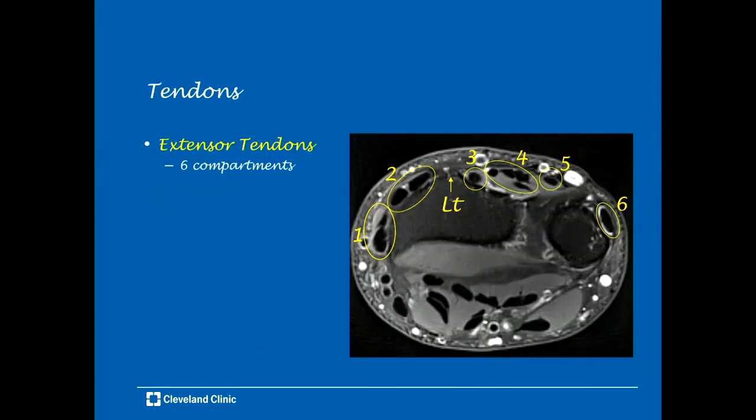MRI can also be helpful in diagnosing tendon pathology. And in the wrist, the tendons can essentially be separated into extensor tendons and flexor tendons. The extensor tendons are in 6 unique compartments that are separated anatomically as depicted here at the level of the distal radius. An important landmark here in identifying these tendons is Lister's tubercle, which separates the second extensor compartment from the third extensor compartment.